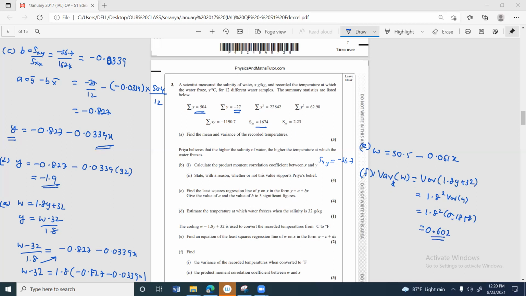This is F1 and F2. The product moment correlation coefficient between W and X. We know that the product moment correlation coefficient is not affected by coding. Therefore, it's the same as the previous answer. When you calculated the product moment correlation coefficient for B1, you got minus 0.928. So you can say gamma is not affected by coding. That's a factor you need to understand with this question.